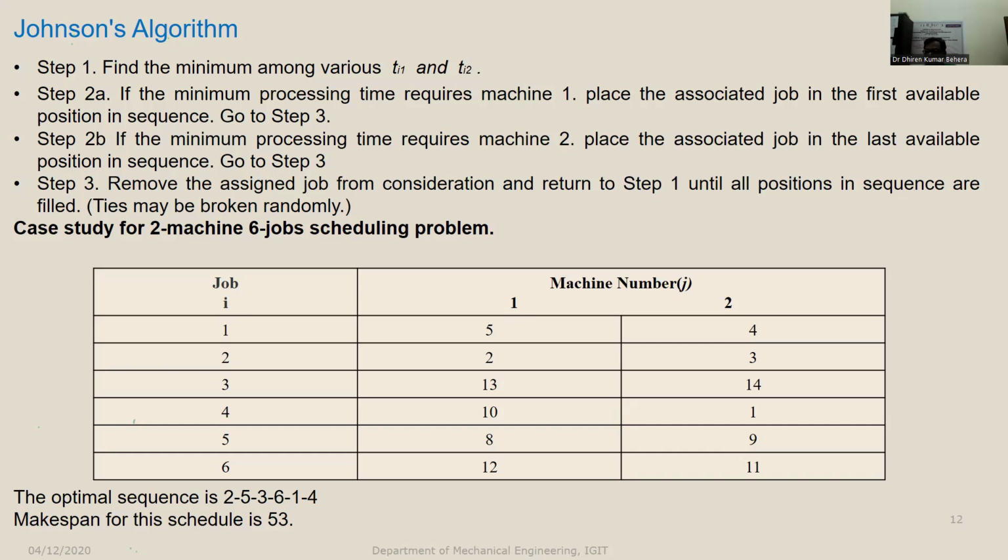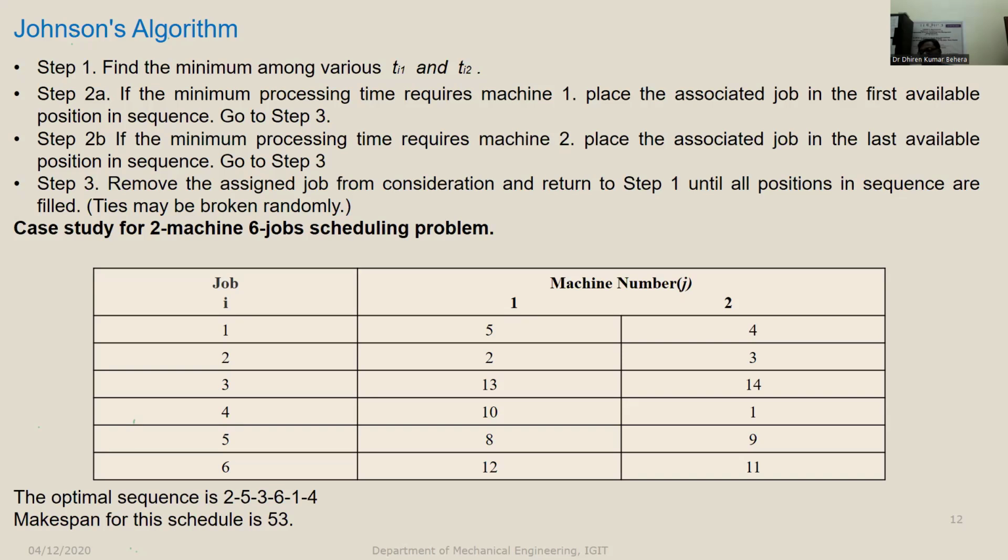After removing, which is the least time taken? Job 2, on machine 1. So keep it first. That's why you'll find the optimal sequence: first is 2, last is 4. So remove the job 2 row. Which is the least time now? Now it is job 1.